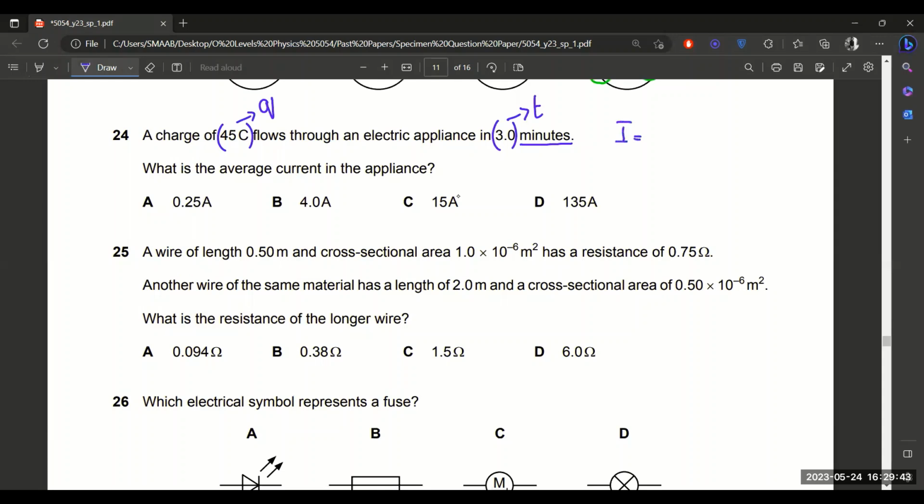I is equal to Q over T. But you need to make sure that the value of time is converted into seconds. So 45 divided by 3 times 60. You will get the answer, which is equal to 0.25 amperes, the unit of electric current. That is option A.